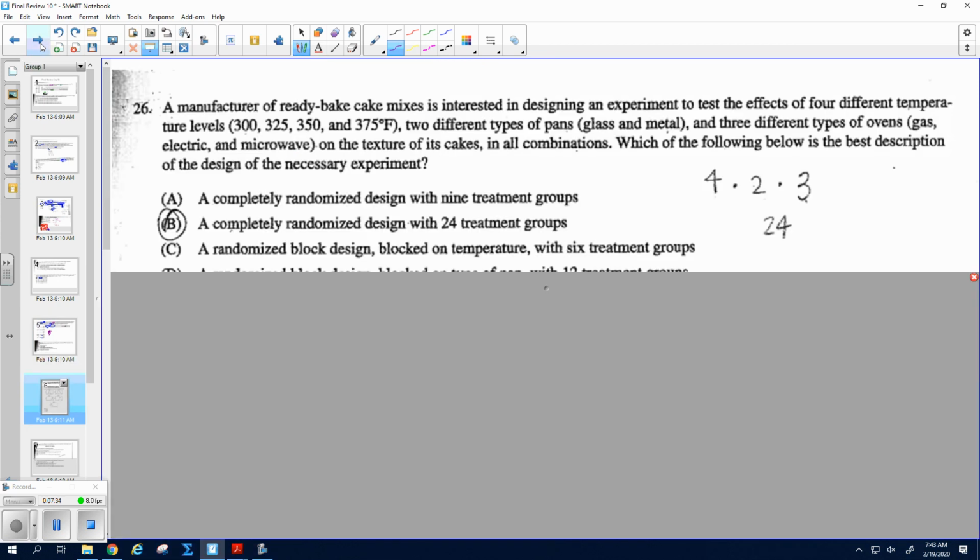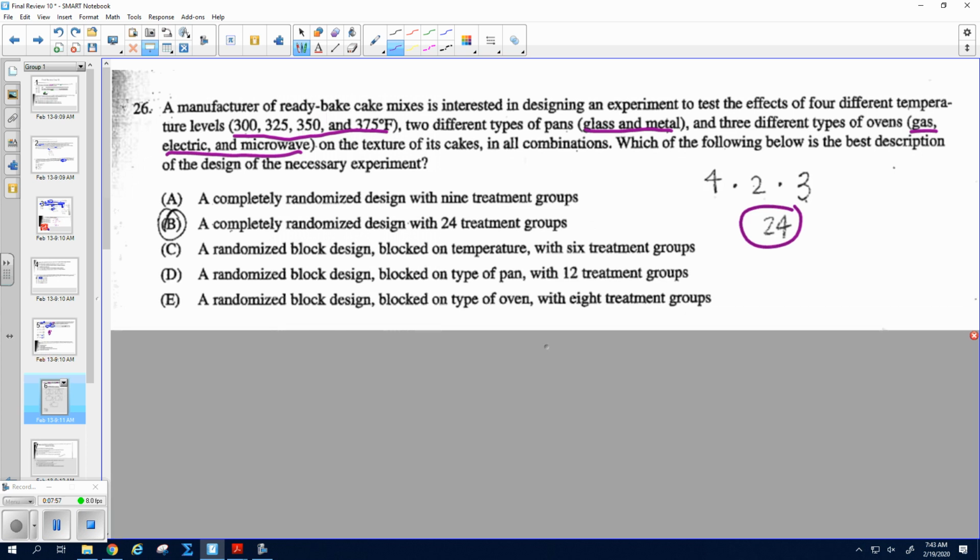Number 26, you've got 4 different temperatures here. You've got 2 styles of pans and 3 types of ovens. So basically we need every combination. So you got to multiply those together to get a total of 24 ways you could set all of those up. And so the answer is B, a completely randomized design with 24 treatment groups.